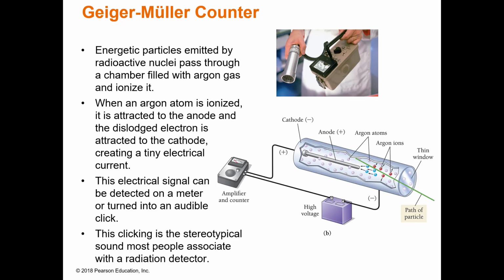When radiation passes through, it ionizes the argon atoms, basically knocking off electrons. These charged particles create a tiny electric current, which is converted into either a meter reading or that clicking sound we all associate with radiation. In healthcare, this is more commonly used in labs or industrial settings, but the key takeaway is this: radiation can't be seen or felt, but we can measure it with the right tools.